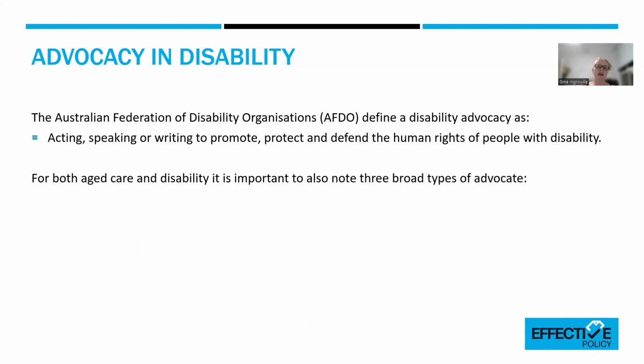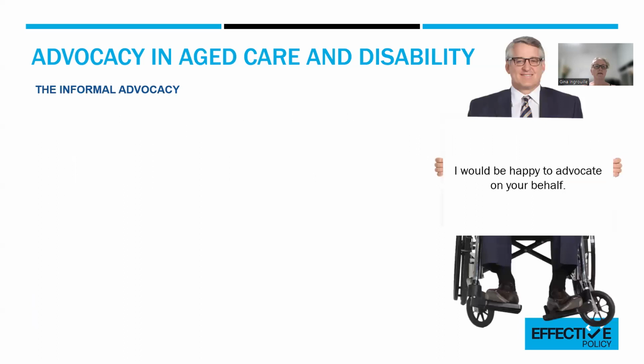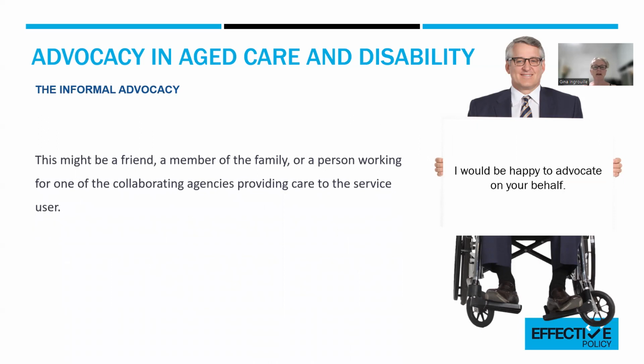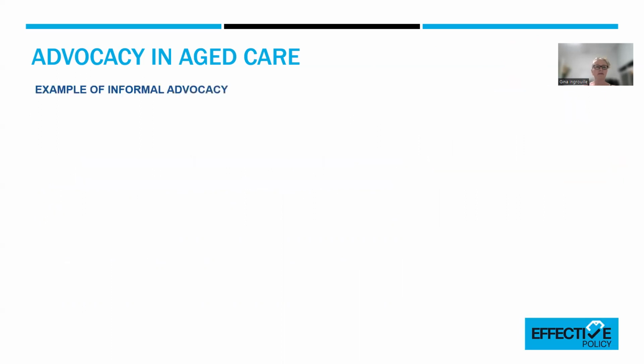For both aged care and disability, it's important to also note three broad types of advocate: informal advocate, formal advocate, and a legal advocate. Let's look at the informal advocate to start with. This might be a friend, a member of the family, or a person working for one of the collaborating agencies providing care or service to a user.